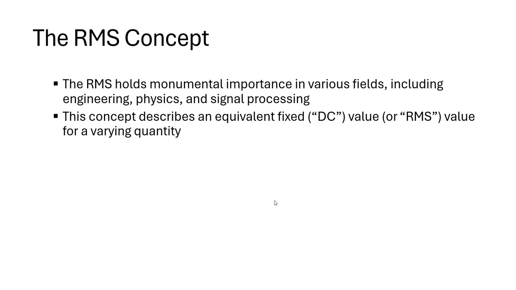Hello everyone. In this video, I'm going to explain to you what root mean square, or RMS, is and how we can calculate it for deterministic and non-deterministic signals. So RMS holds a monumental importance in various fields such as engineering, physics, and signal processing. And essentially RMS describes an equivalent fixed DC value for a varying quantity.